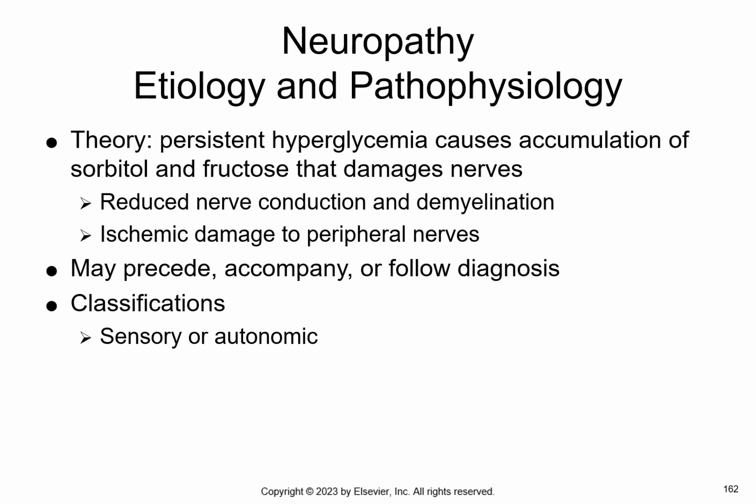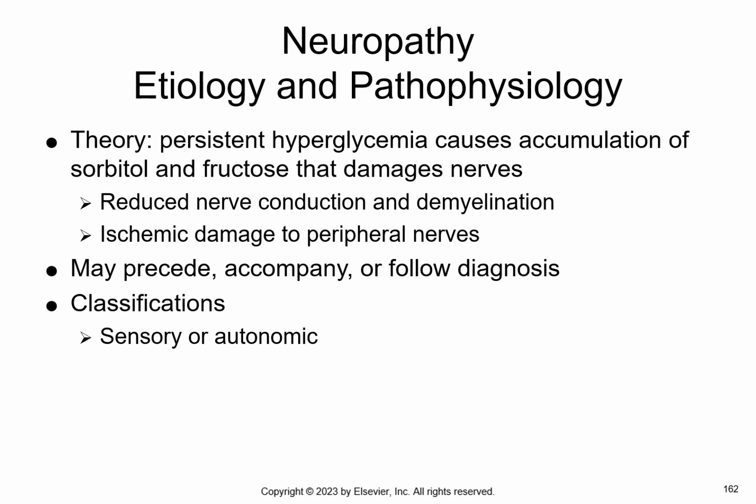So we're dealing with the etiology and the pathophysiology. We do not completely understand the pathophysiology of diabetes-related neuropathy. Factors include metabolic, vascular, and autoimmune factors. The prevailing theory is that persistent hyperglycemia leads to accumulation of sorbitol and fructose in the nerves that cause damage. How they cause the damage is unknown.